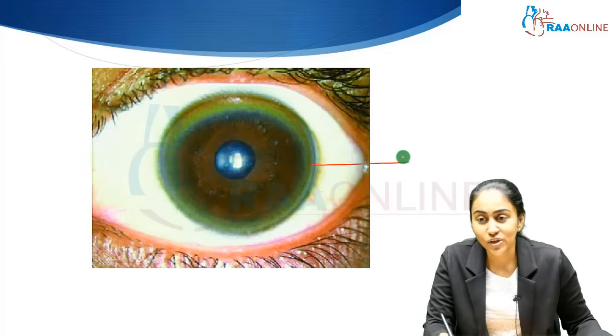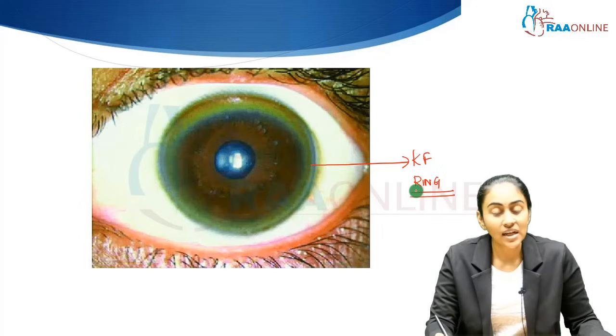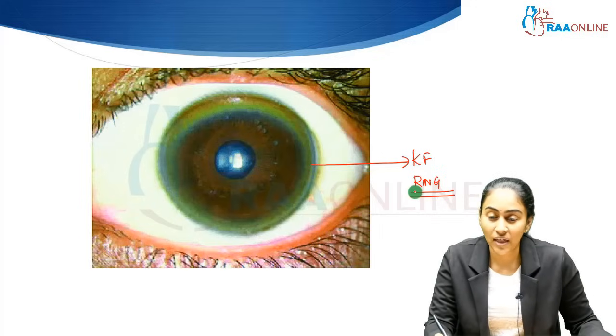And this typically shows you how a KF ring looks like. Now KF ring is seen in patients with Wilson's disease, but this is better observed on the slit lamp examination, not very well seen on naked eye examination of the eye.